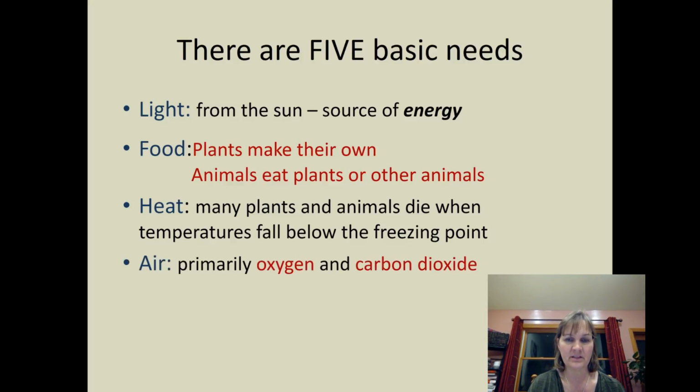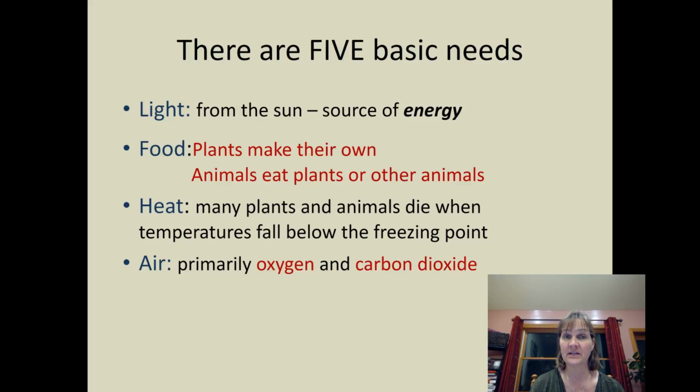Air. And we're being specific about what chemical in the air is needed. So I'm asking you, is it plants that need oxygen or animals that need oxygen? And then vice versa for carbon dioxide. Which one needs that? I'm just curious how much you already might know.